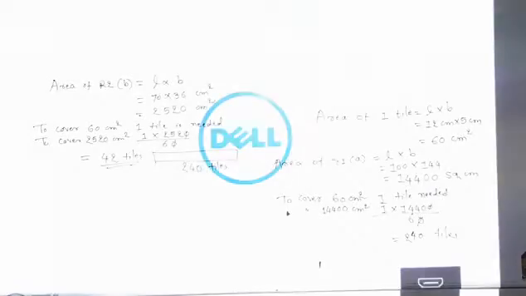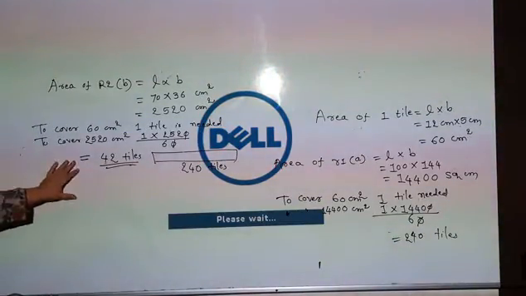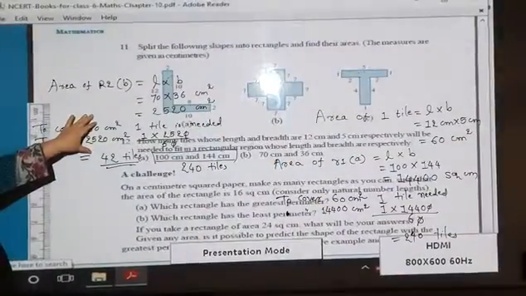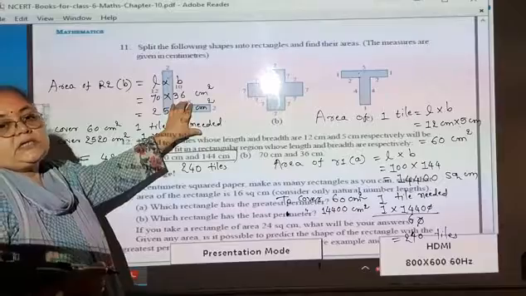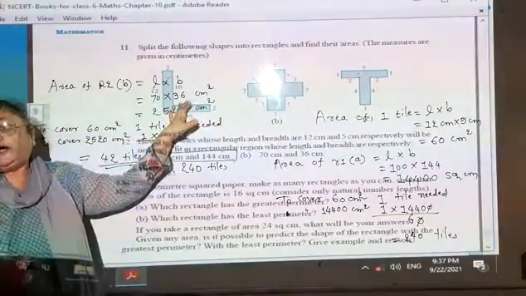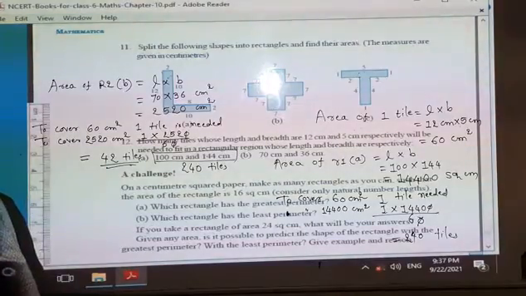42 tiles are needed to cover this area, which has the measurement 70 by 36 centimeters. Got it? So will you solve it yourself?